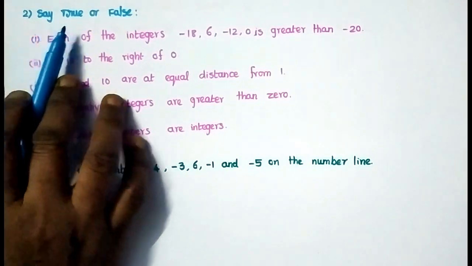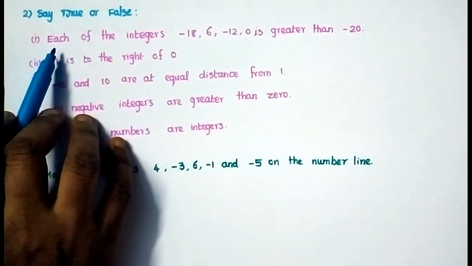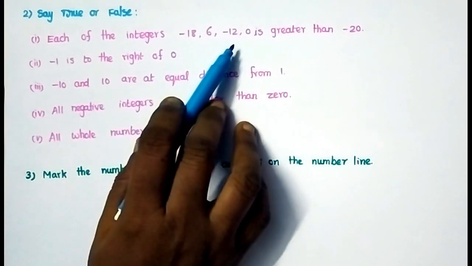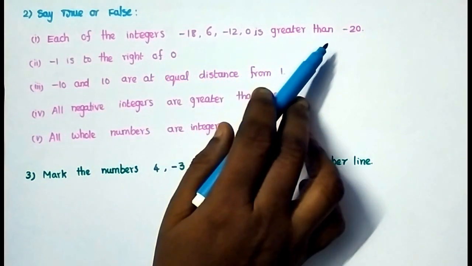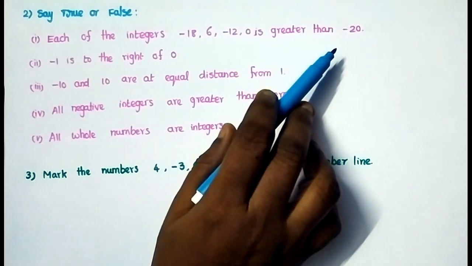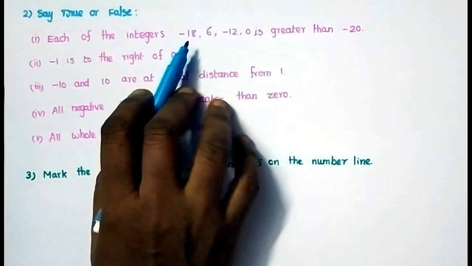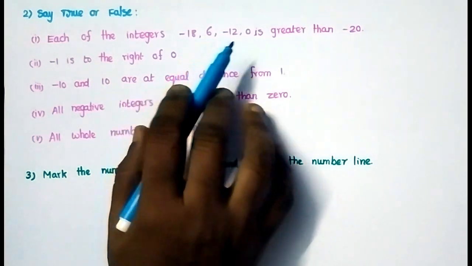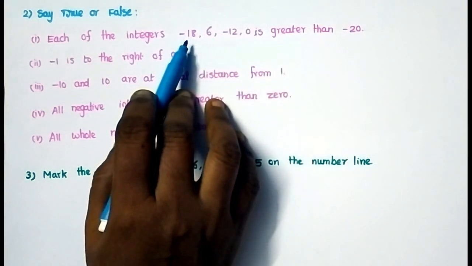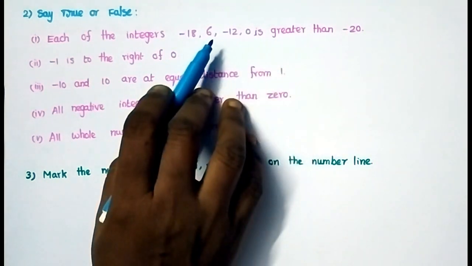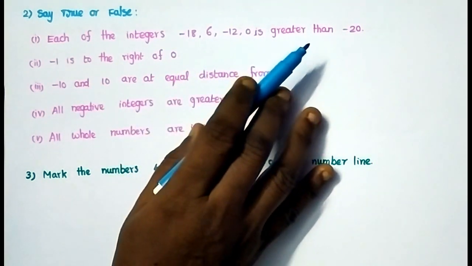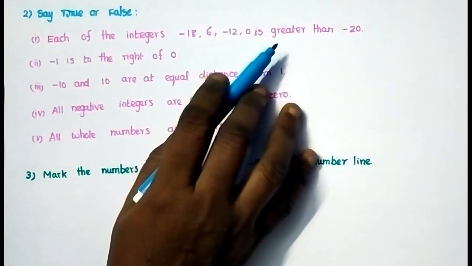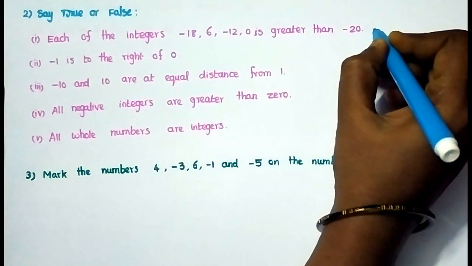Second one, say true or false. First, each of the integers minus 18, 6, minus 12, 0 is greater than minus 20. Yes, for negative numbers, less digits means the value is greater. So minus 18 is greater than minus 20, 6 is greater than minus 20, minus 12 is greater than minus 20 and 0 is greater than minus 20. So that is true.